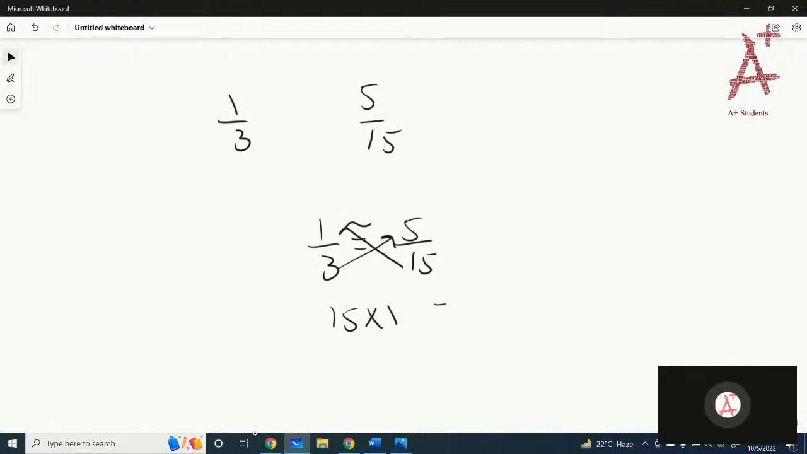You have to do 15 times 1 and 5 times 3. So when they are equal, 15 times 1 is 15 and 5 times 3 is 15. Yes, they are equal. That means the ratios are equivalent. Got it?